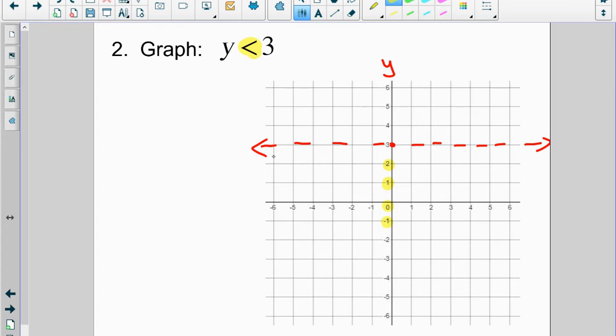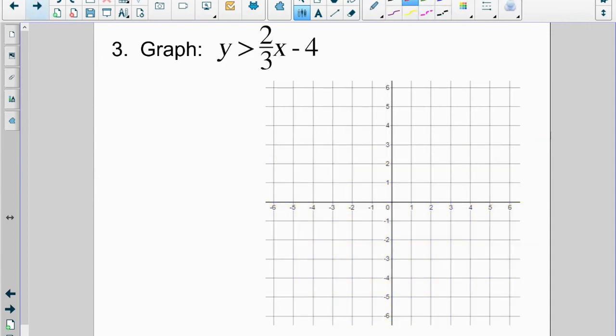So I want to shade everything below the boundary line in this case, underneath it. Y is less than 3. All of the ordered pairs in the yellow shaded area have y coordinates that are less than 3. That's where all the solutions are.